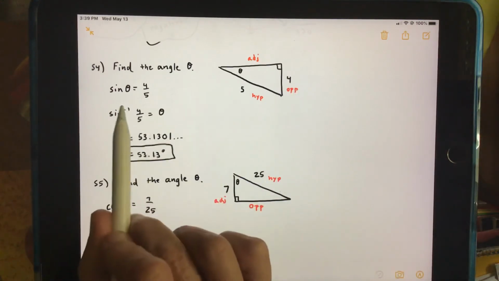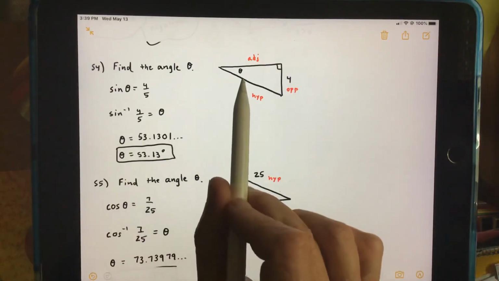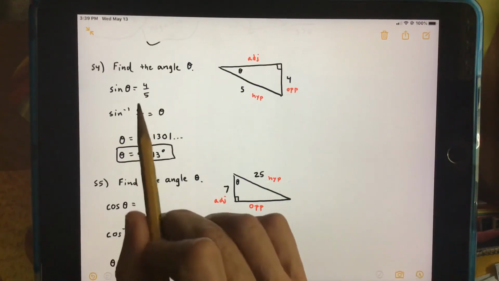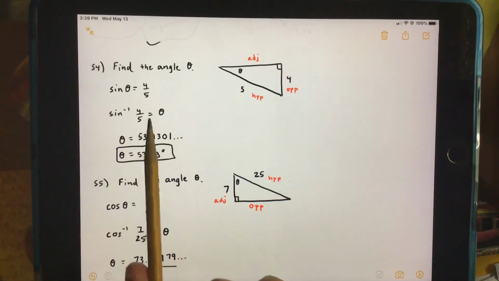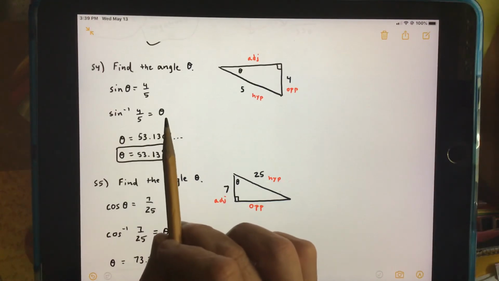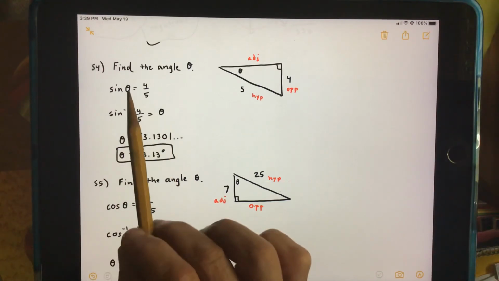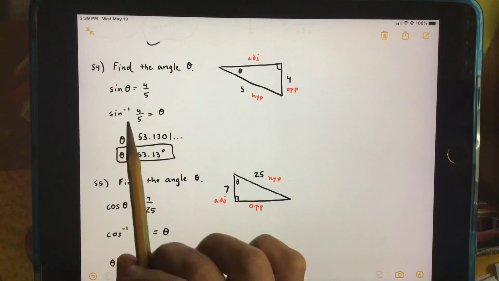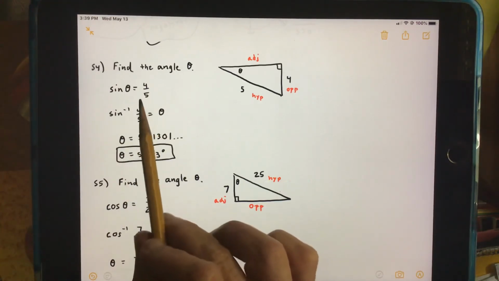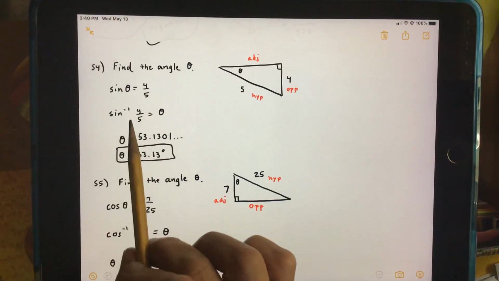So opposite over hypotenuse is sine, so I'm going to say the sine of this angle theta is 4/5, 4 for the opposite over 5 for the hypotenuse. Then I'm going to rewrite this equation in inverse form, so I'm going to say the angle whose sine is 4/5 is theta. When we're rewriting an equation in its inverse form, we're going to switch the theta and the value for sine. So the angle whose sine is 4/5 is theta.